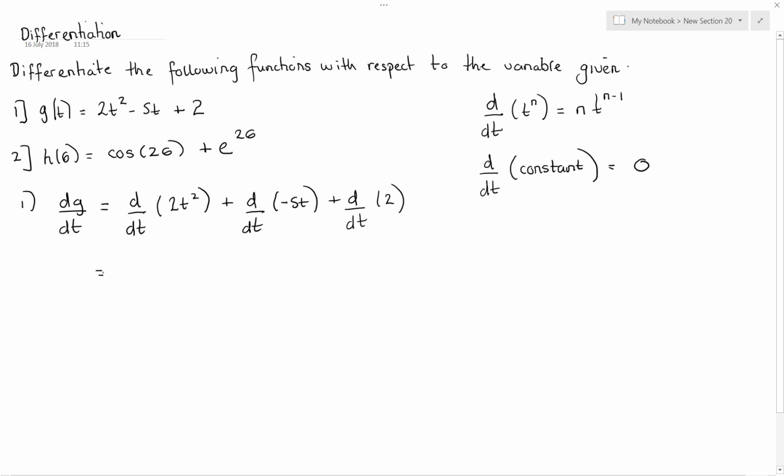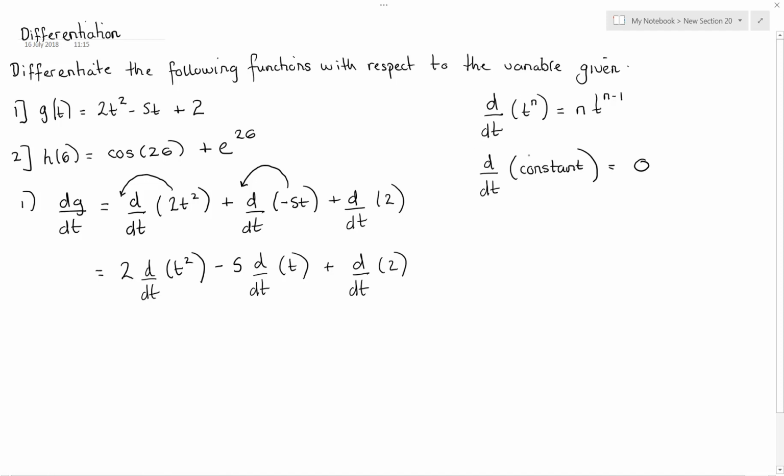So we need to differentiate 2t squared, but the first thing I'm going to do is bring the 2 out the front of the derivative. So that will leave us with 2 lots of d by dt of t squared. And for the next term, I'll bring the minus 5 out the front. So I'll have minus 5 d by dt of t. And then we have d by dt of 2. So differentiating that constant 2.